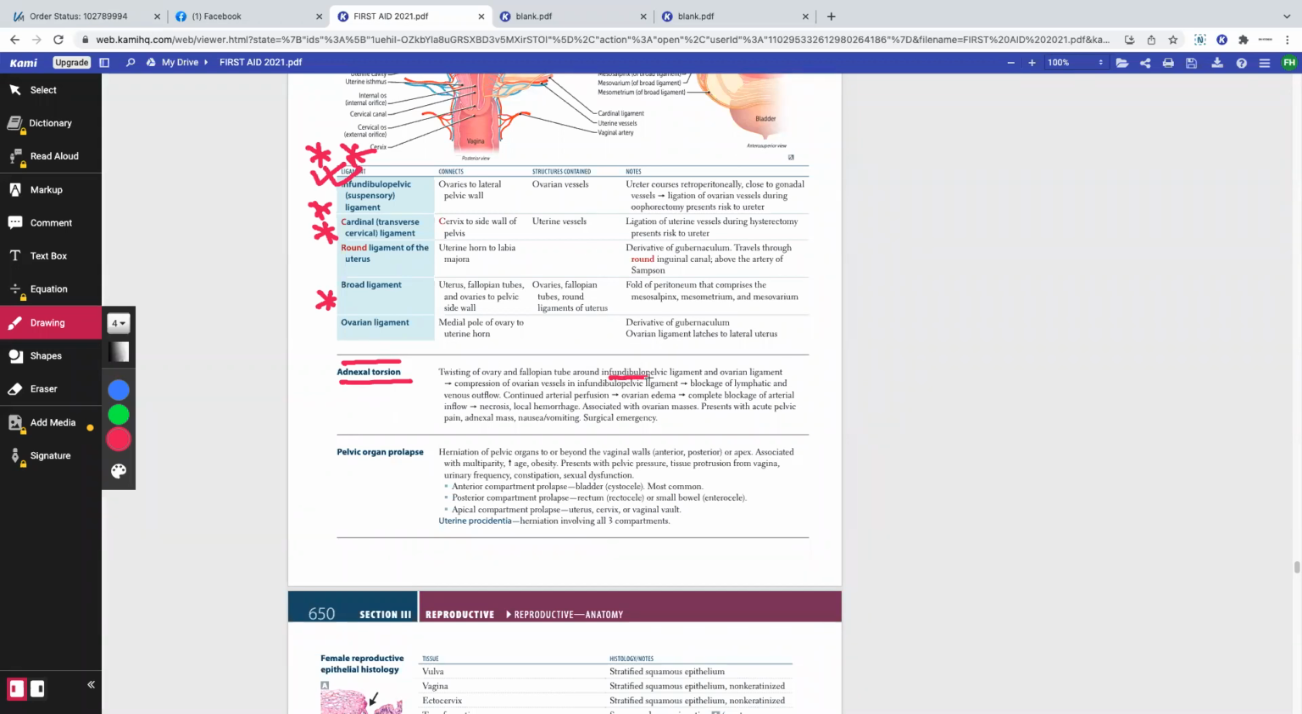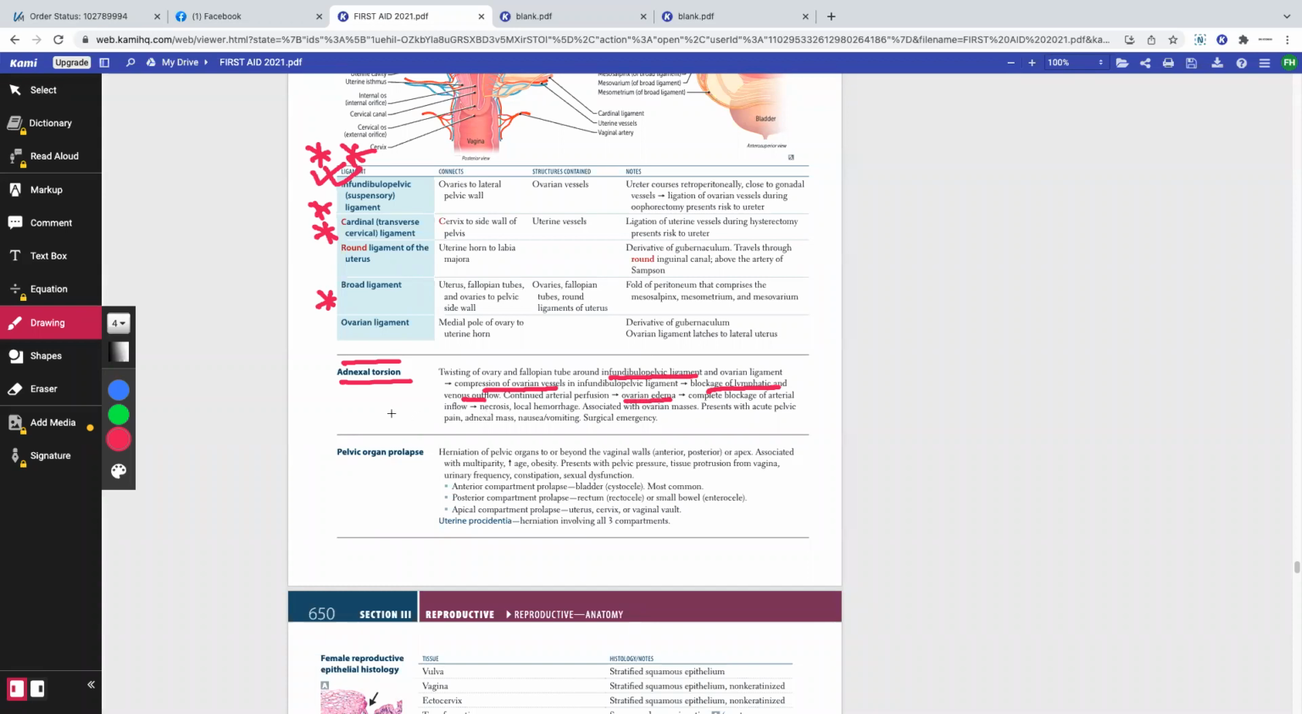We're talking about the infundibulopelvic ligament and the ovarian ligament to some extent, which can cause compression of the ovarian vessels, blocking the lymphatic and venous outflow. As a result, the arteries keep on supplying blood to the ovaries, but the blood cannot leave the ovaries through the veins. As a result, can we expect the ovaries to get swollen? Yes or no? Fast answers, please. The answer is yes.